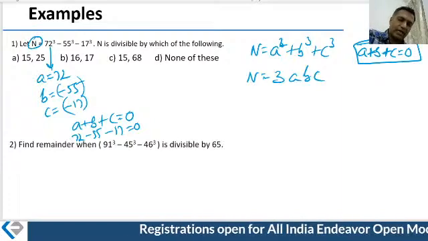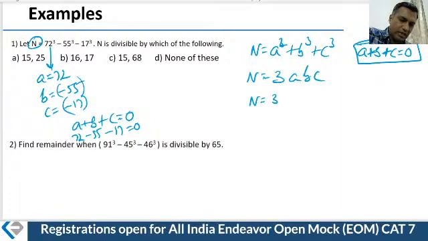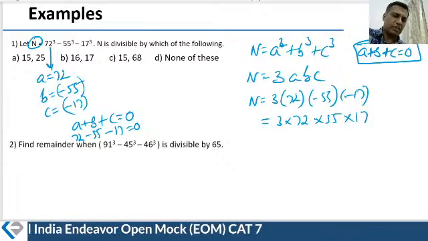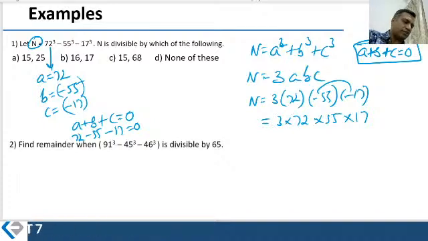This is n here. So how can I write my n? N can be written as 3 times of, what is a? 72. What is b? Minus 55. What is c? Minus 17. Together, it is 3 times of 72 and 55 and 17. Okay, because minus into minus is plus. Here there is a minus into minus, which essentially becomes plus.